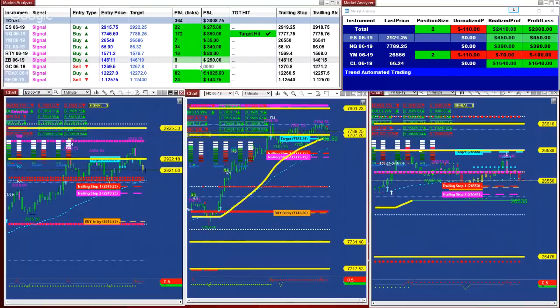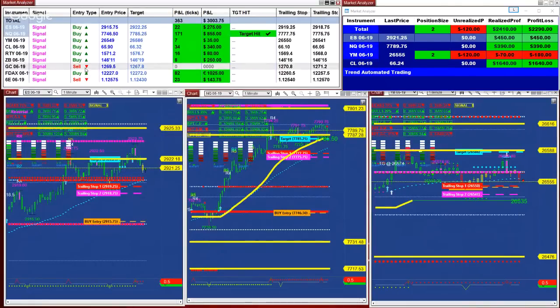As an example, on the gold, we have a new signal entry at 1269.5 at the moment. And the target is 67.7. This is a new entry on the gold. Follow us on the sim, please.